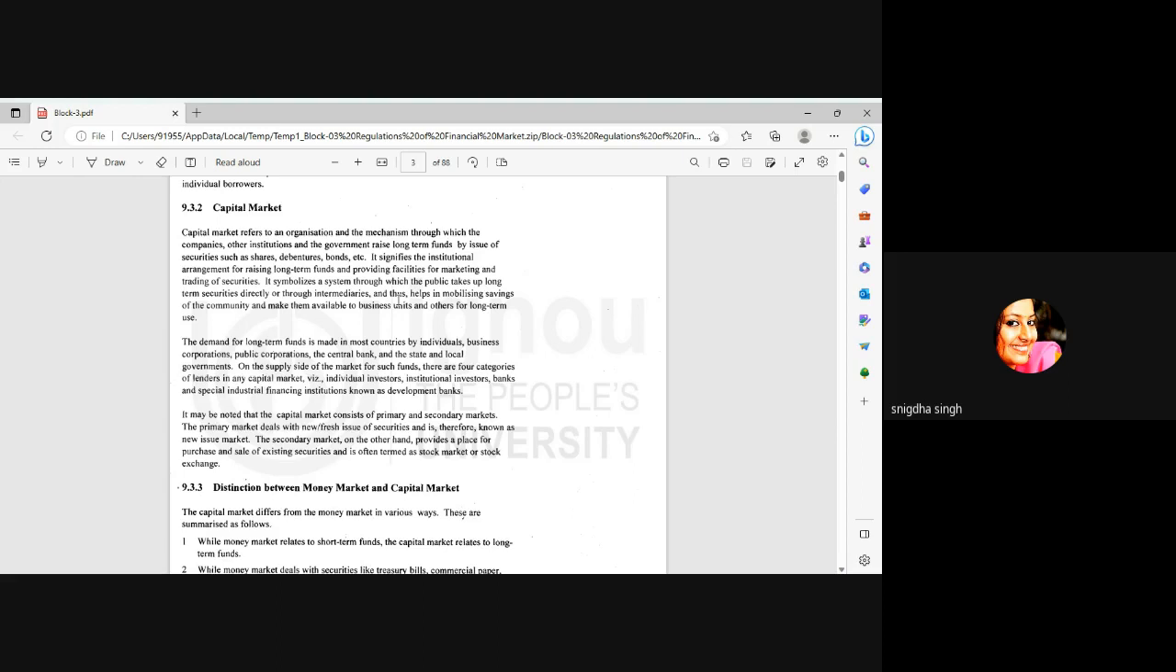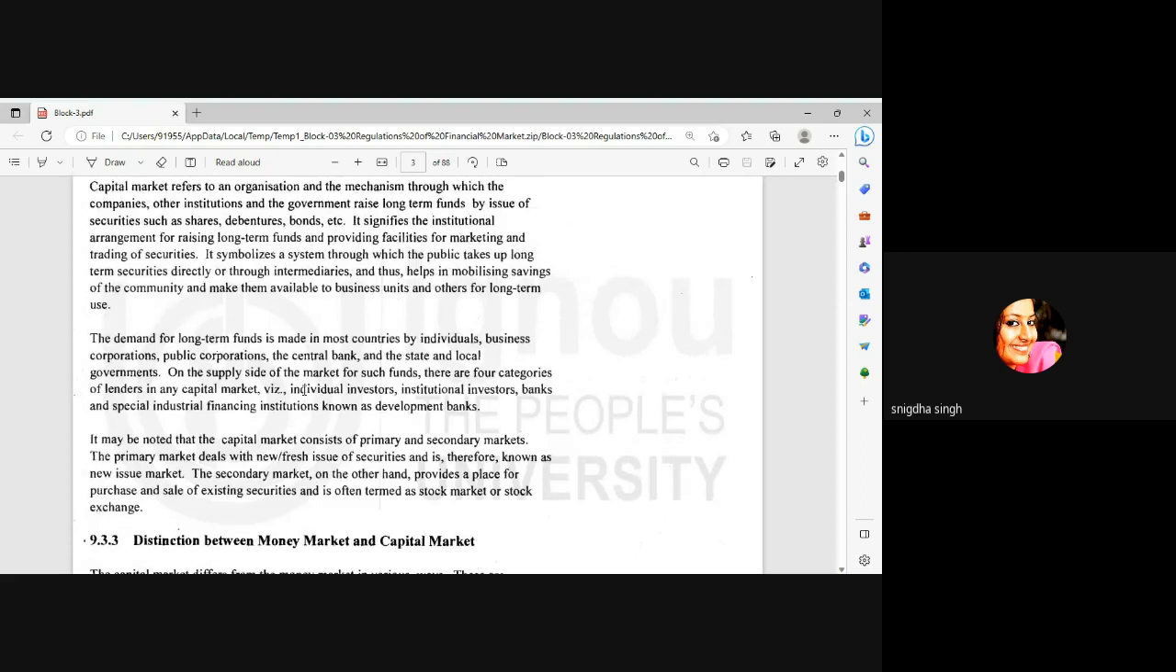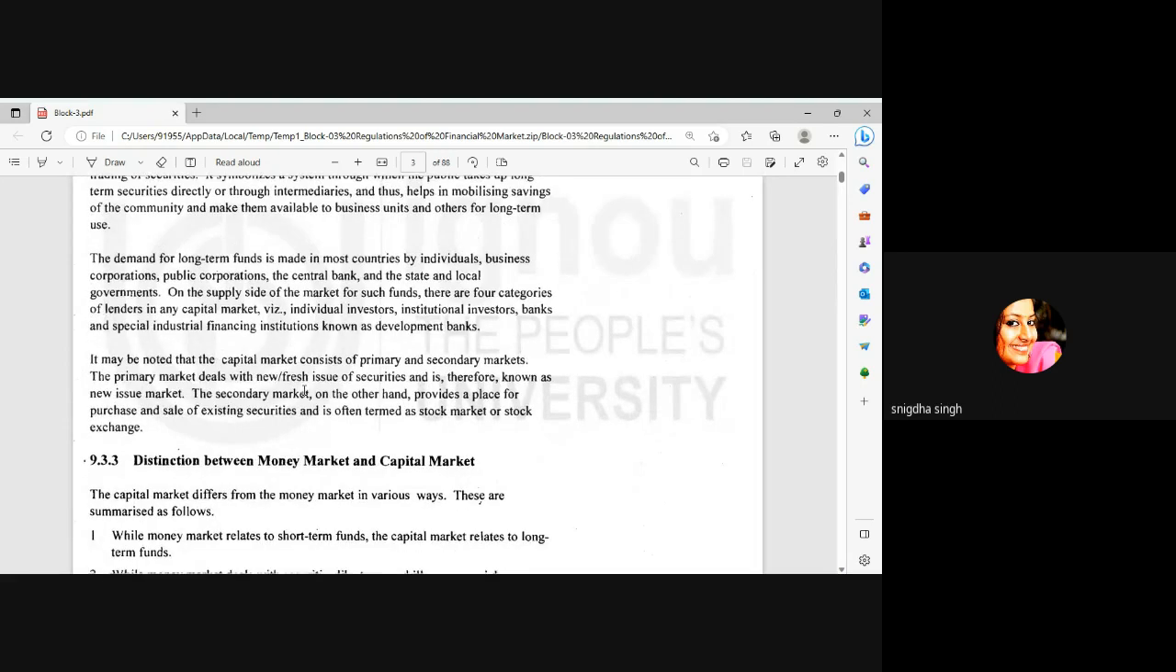And similarly, bonds are when a government company raises a sort of loan, then it is in the form of bonds. So bonds are very secured because they have been launched by a government organization.